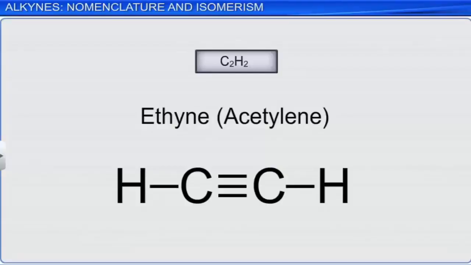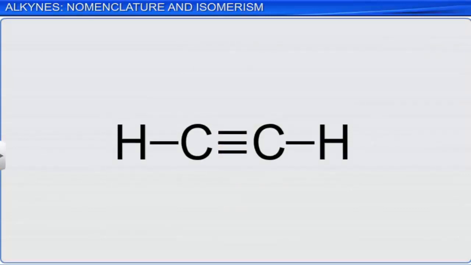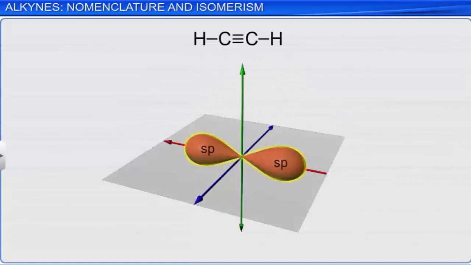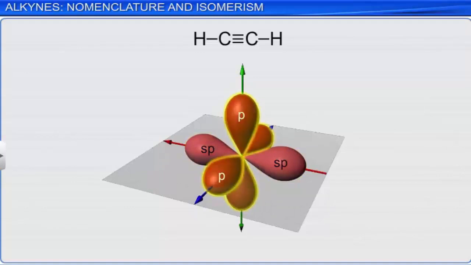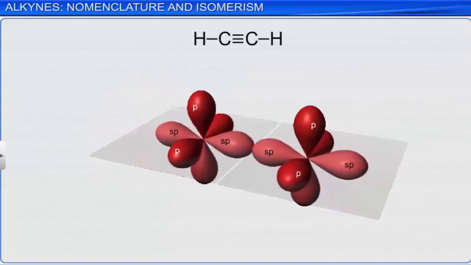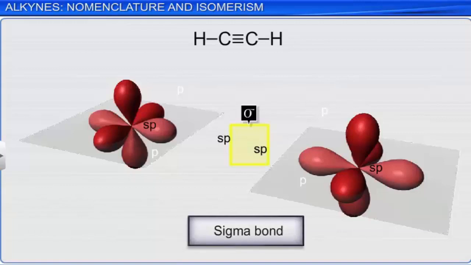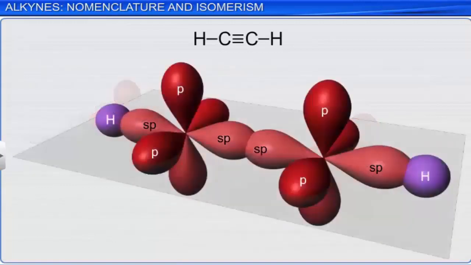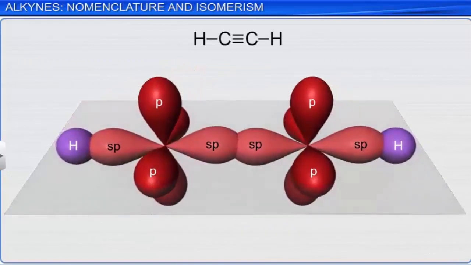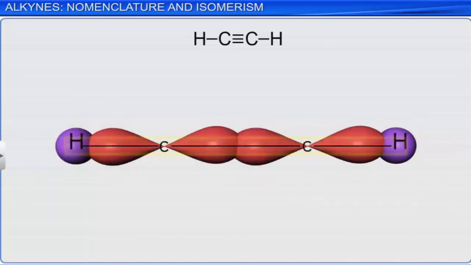Now let's understand the structure of ethyne molecule in relation to a triple bond. An ethyne molecule has two hydrogen atoms bonded to two carbon atoms. Each carbon atom has two sp hybridized orbitals and two unhybridized p orbitals. The head-on overlapping of the two sp hybridized orbitals of the two carbon atoms forms a carbon-carbon sigma bond. The sp hybridized orbital of each carbon atom overlaps with the 1s orbital of each hydrogen atom along the internuclear axis. This overlapping forms two carbon-hydrogen sigma bonds.